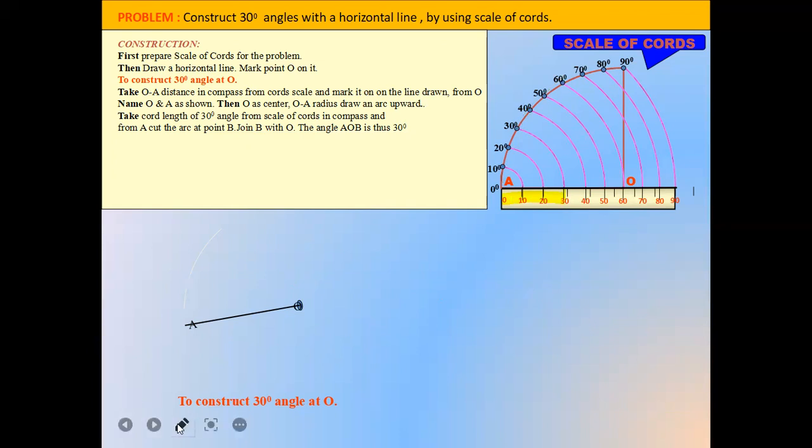Take the same scale of chord length and drop it here. So the scale of chord 0 to 30 degrees and this line are both the same. Now you will join O to B, and OB represents 30 degrees. Is it clear? Whenever you draw an angle, scale of chord is a must. Without scale of chord, you can never draw an angle.